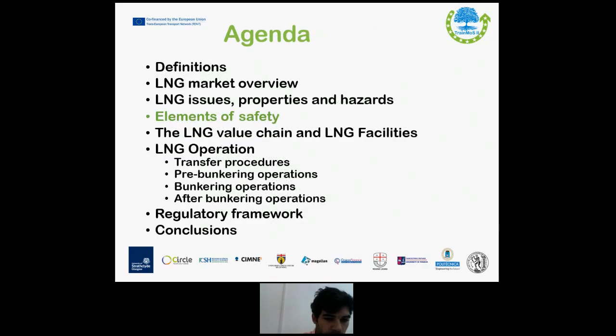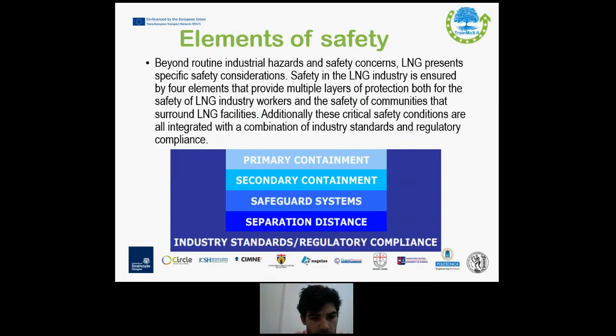Now, we're going to discuss some elements of safety in the LNG. Beyond the routine industrial hazards and safety concerns, LNG presents specific safety considerations. Safety in the LNG industry is ensured by 4 elements that provide multiple layers of protection both for the safety of LNG industry workers and the safety of the communities that surround LNG facilities.